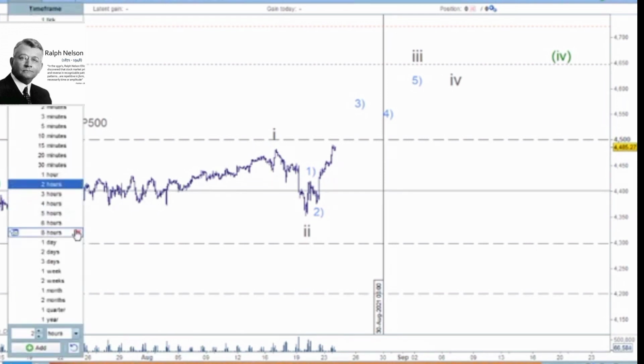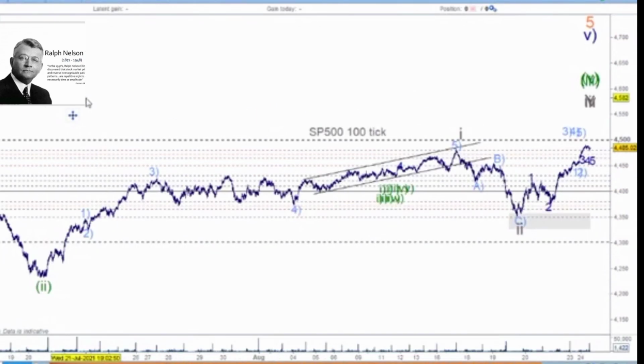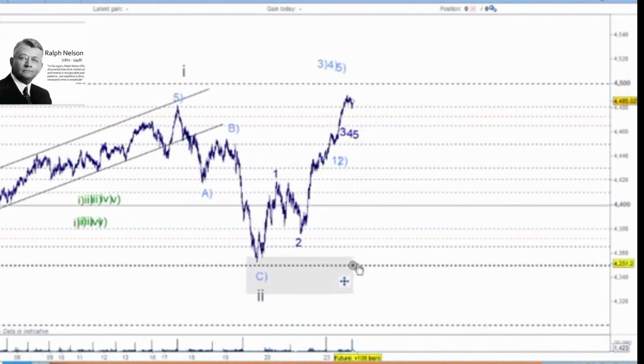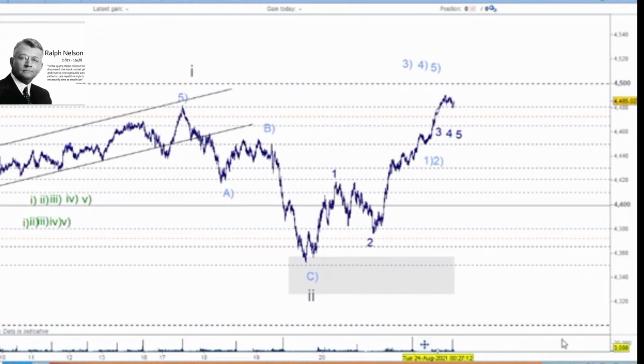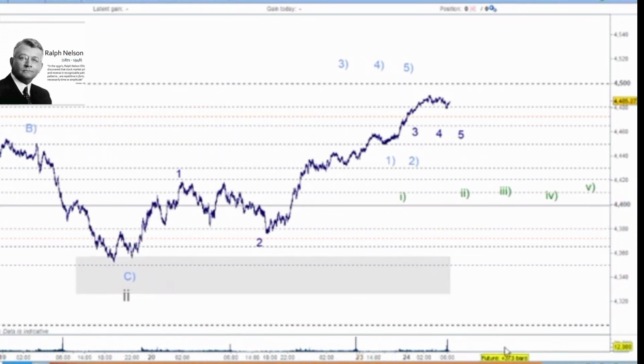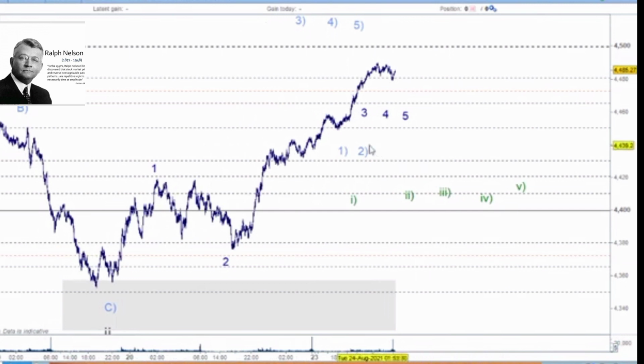So let's just go to the tick chart here. Just want to check a few things. I'll label them in my own time, because my aim is to make the videos shorter. The trouble is I can't stop yakking. So that's going to be here somewhere.